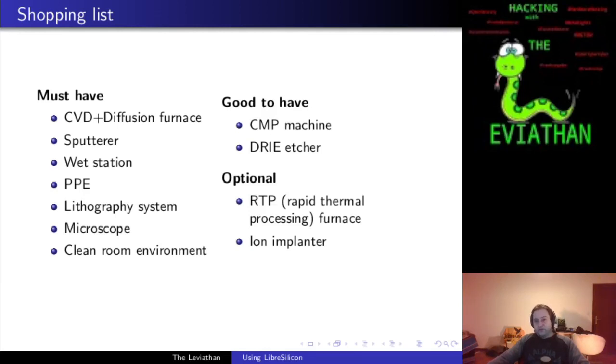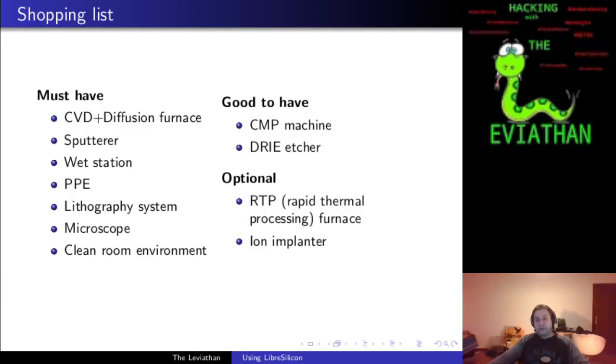You need a lithography system of some kind to transfer the patterns from your computer to your wafer. You need a microscope to check whether the structures turned out the way they're supposed to. And you need some way to keep the gigantic particles away from your microstructures.